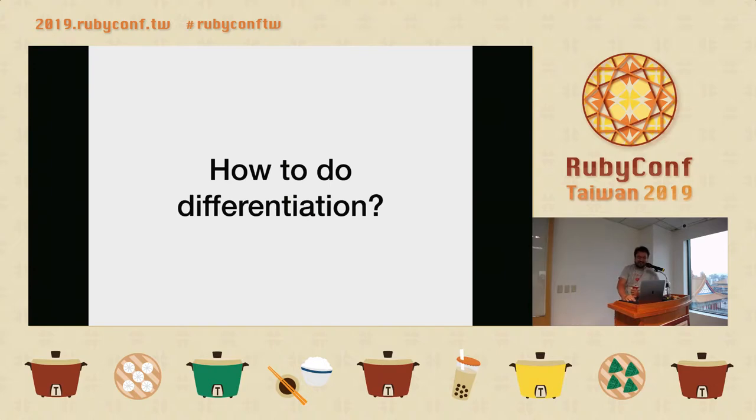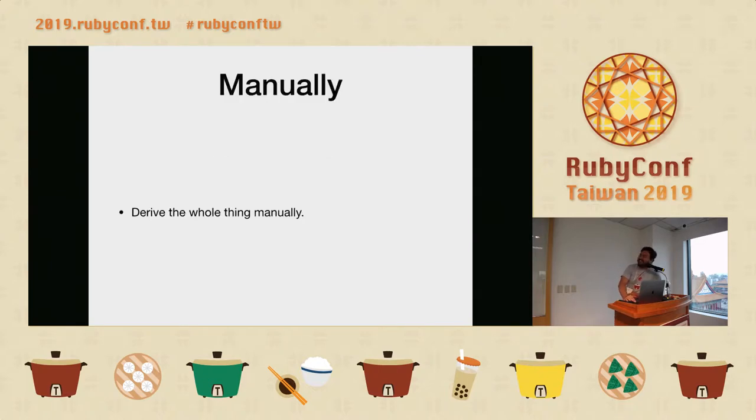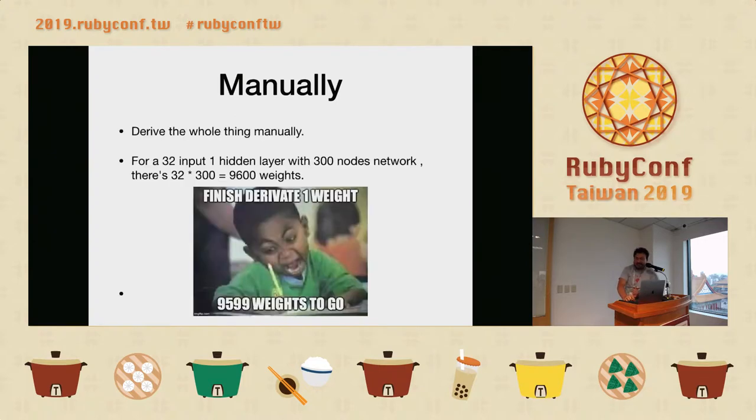So how do we do differentiation? The very obvious solution is to do it manually, right? Calculate the differentiation of every weight. But for a 32 input network with 300 nodes, we have 32 times 300, which is 9,600 weights. So you have to do the calculation 9,600 times, which is very impractical. I guess no one actually uses this way in production, but sometimes people do this because all the functions are predefined.